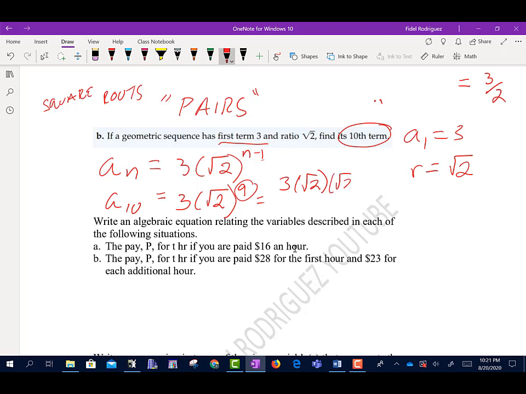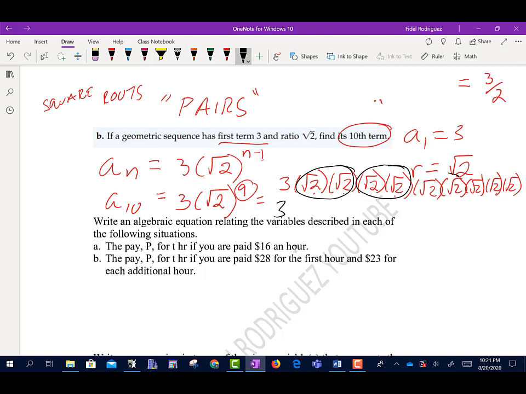I'm doing this, guys, because I care about you, not because I like writing the square root of 2 nine times. 1, 2, 3, 4. Still got to do this 5 more times. 1, 2, 3, 4, 5. Okay. Now remember what we said. We're going to get pairs. So I'm going to leave this 3 alone. That's 1 pair. That's 2 pairs.